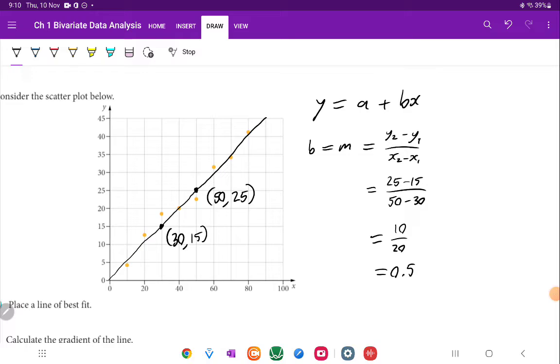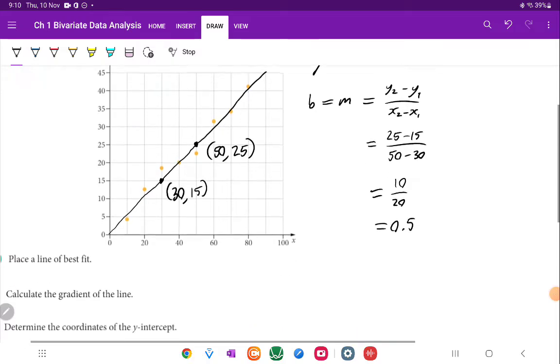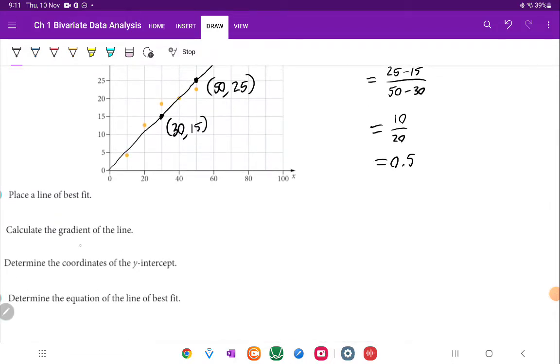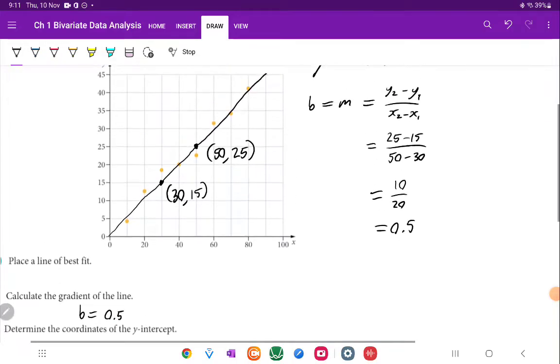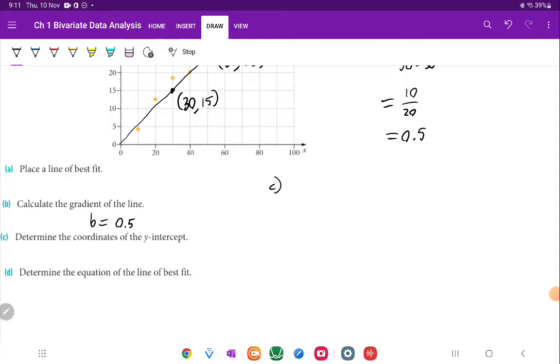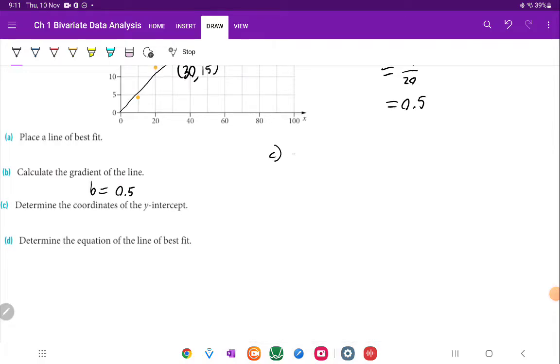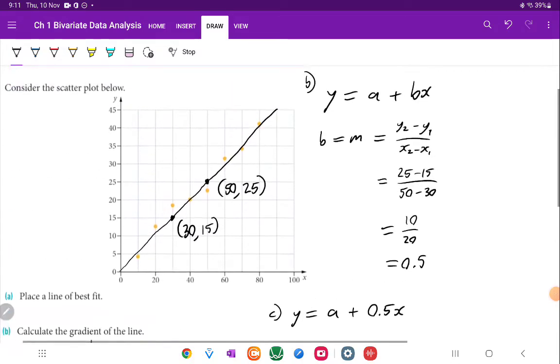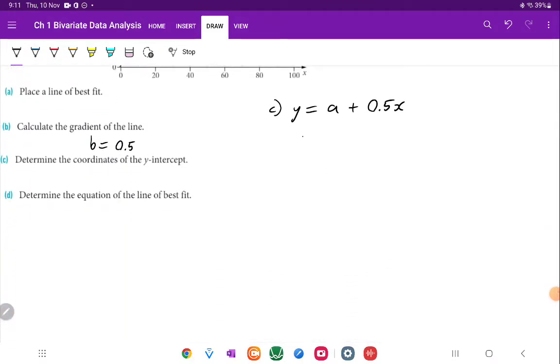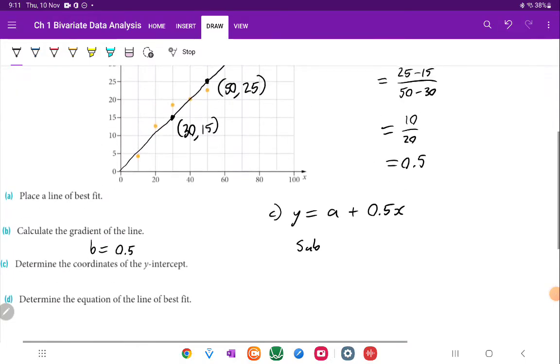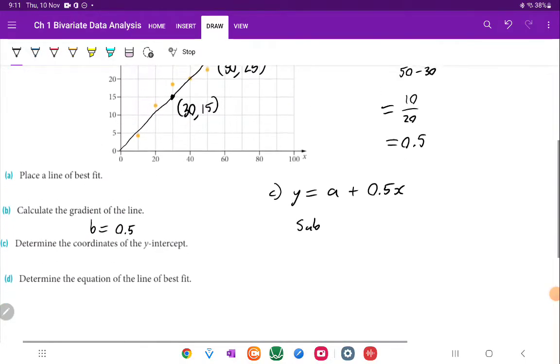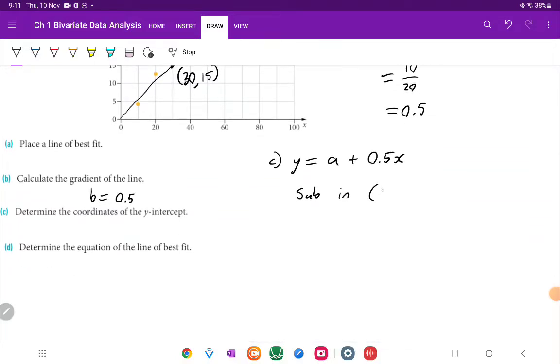So then in order to find my A value, I just need to choose one of the points and sub it in. So I've got my gradient. So my gradient B is equal to 0.5. So for part C, to determine the y-intercept, I need to use my gradient. So my equation is currently A plus 0.5x. Right? I'm just using my B value there. So now I need to choose a point to sub in. So which is my favorite point, 30, 15 or 50, 25? I like 30, 15. Let's do 30, 15. So sub in x and y equal to 30, 15.